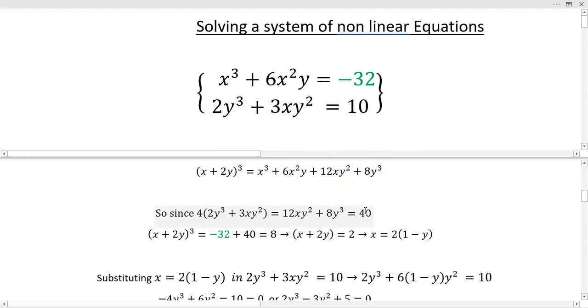Okay. Now I won't say it again. It's just a lot of talking, but I think y'all probably see it. And so what that means is x plus 2y quantity cubed is equal to negative 32 plus 40.